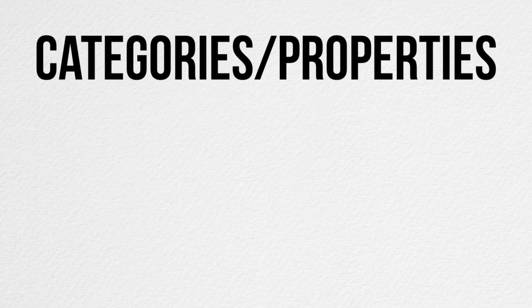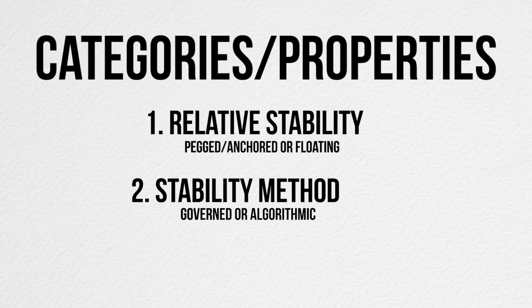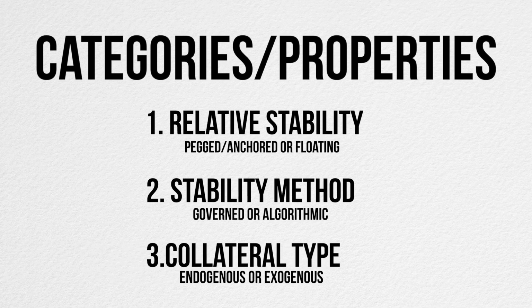Now, this isn't too bad of a categorization. It does make it easier for new people to understand, but I think it paints an inaccurate picture. So let's categorize stablecoins. The categorizations that I like are relative stability, stability method, and collateral type. So what are these categorizations? Let's start with relative stability. When we talk about stability, something is stable only relative to something else.